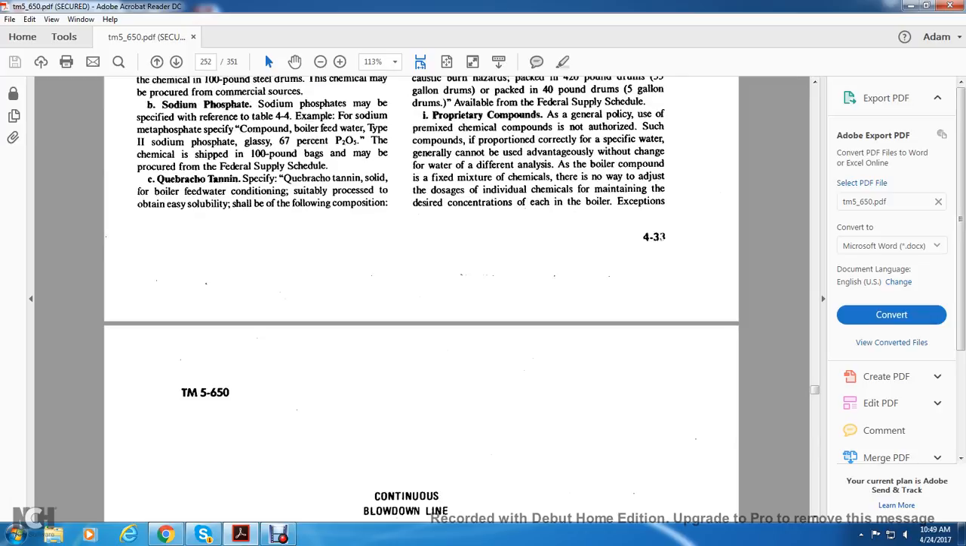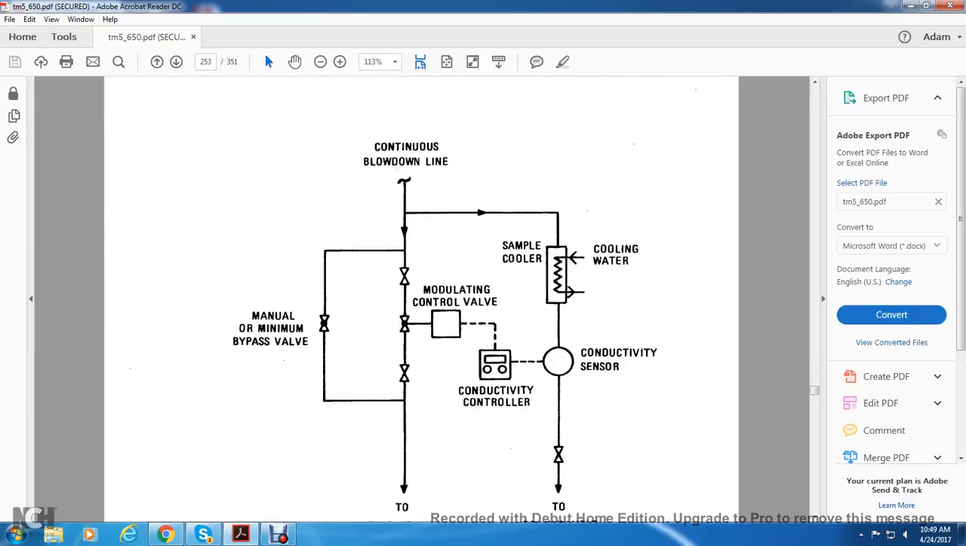Proprietary compounds. As a general policy, the use of pre-mixed chemical compounds is not authorized. Such compounds, pre-proportioned, cannot generally be used effectively without changing the water analysis. If the boiler compound is a fixed mixture of chemicals, there is no way to adjust the dosage of individual chemicals to maintain the desired concentration of each in the boiler water.